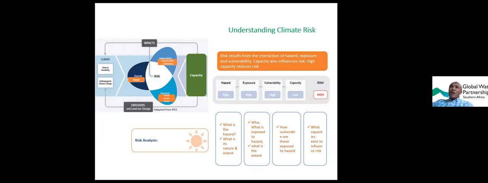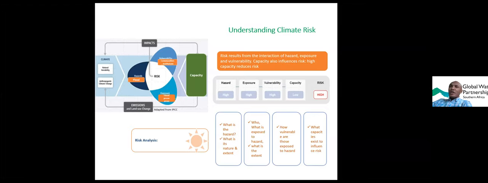Then before going to the risk assessment itself, it may be good to try to have a common understanding of what a climate risk is for all of us. Climate risk is the interaction of hazard, a climate hazard, exposure and vulnerability. I think it's very useful to actually understand that. This graph is adapted from the IPCC: hazard, exposure and vulnerability. So the climate risk analysis is basically trying to assess what is the climate hazard that will be damaging our WASH systems, what is its nature and what is its extent.